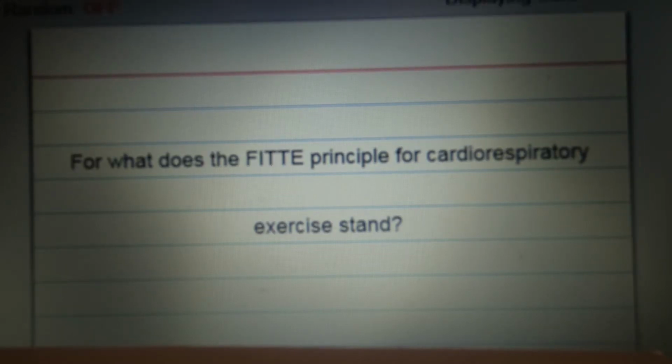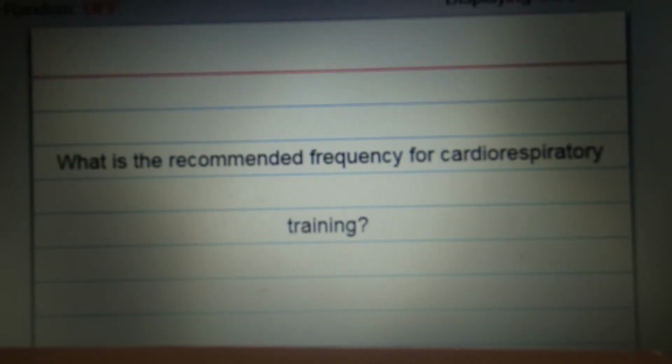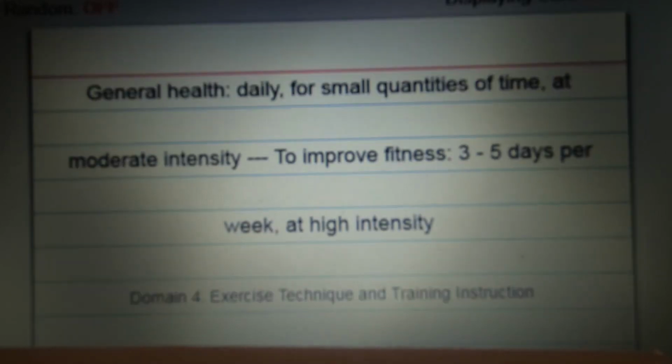What does the FITTE principle for cardiorespiratory exercise stand for? Frequency, intensity, time, type, and enjoyment. What is the recommended frequency for cardiorespiratory training? General health, daily for small quantities of time at moderate intensity. To improve fitness, 3 to 5 days per week at high intensity.